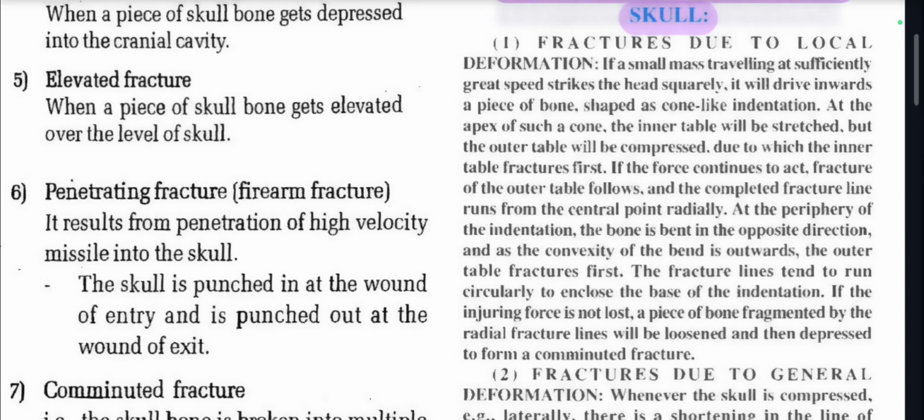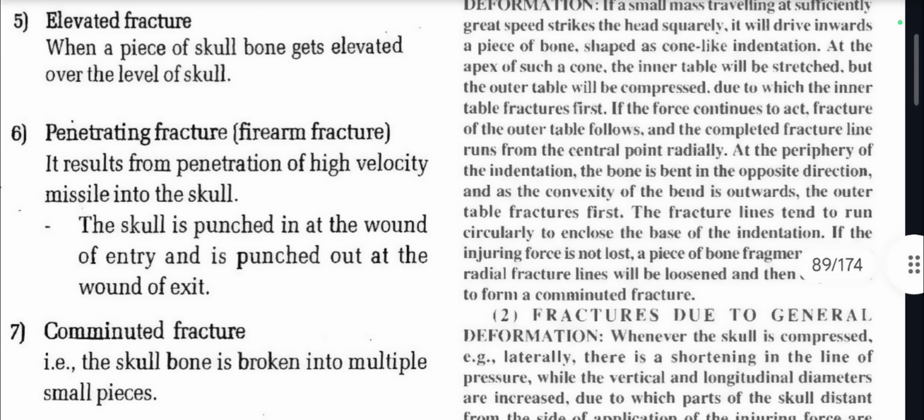So, fractures due to local deformation. See, in simple words, just understand. Fractures due to local deformation means it is caused by a small mass traveling at a great speed, and it is going to hit the skull at very high speed, and it is going to apply force on the outer layer of the skull first. Then because of that force, the force will travel from outer table to the inner table, and if the force continues, then the fracture of the outer table occurs. So the force may travel to the periphery, or it may travel to the center.